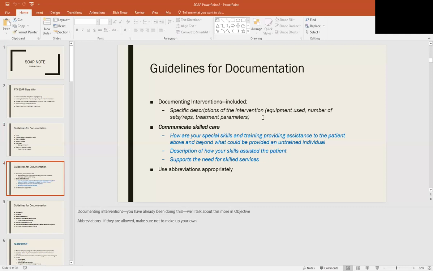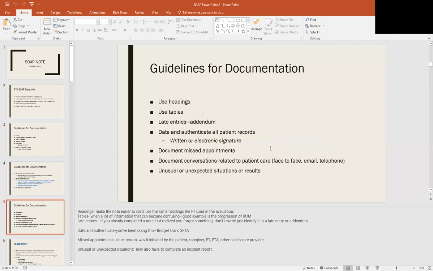And then I want to make one more point on that top bullet point with documenting interventions. You guys have already been doing this last quarter, especially with therapeutic modalities and therapeutic exercise. You guys were learning how to document the modality, with the parameters, and also with exercise, the equipment you use, the parameters, that type of thing. So that you guys know, you have already been doing some of this.